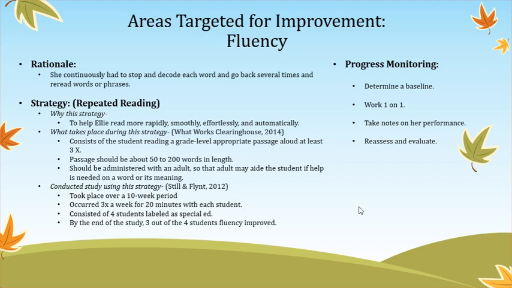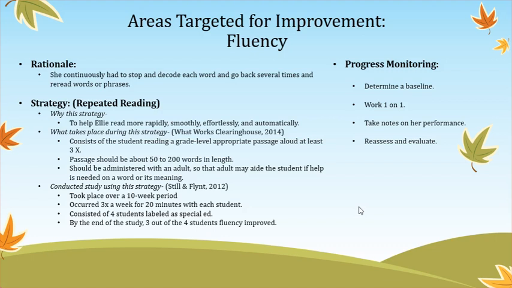So what takes place during this strategy? It consists of the student reading a grade level appropriate passage aloud at least 3 times, and the passage should be about 50 to 200 words in length. And it should be administered with an adult, one-on-one, so that the adult may aid the student if help is needed on a word or its meaning.